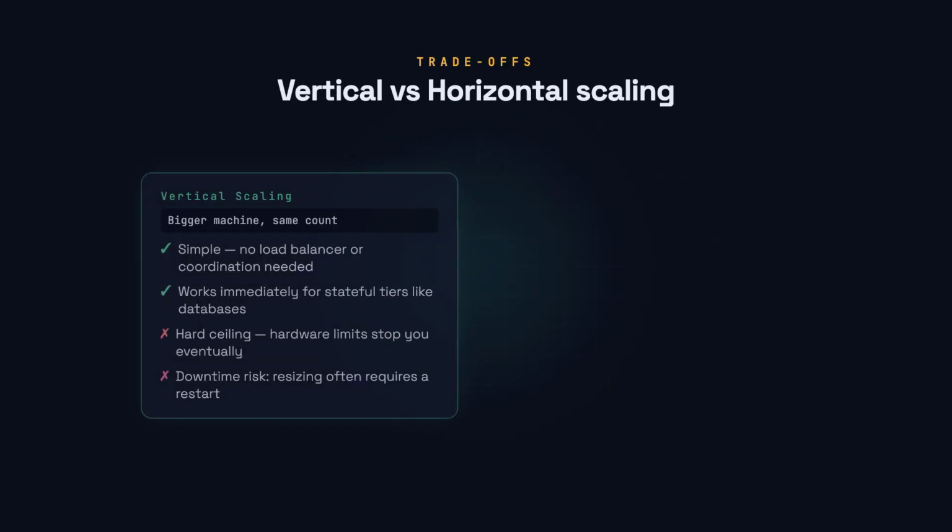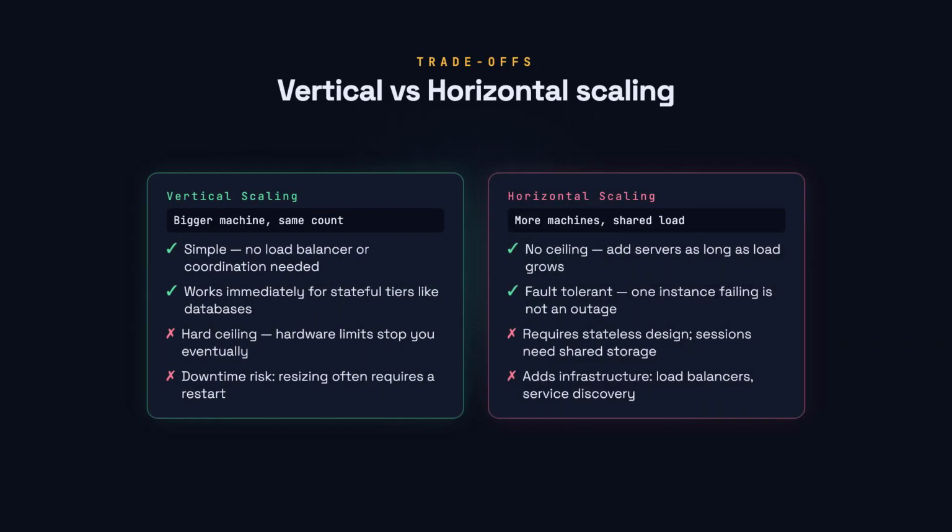Let us put the two approaches head to head. Vertical scaling is operationally simple and fits stateful systems well, but every machine has a physical ceiling, and resizing often requires downtime. Horizontal scaling removes the ceiling and improves fault tolerance, but it demands that your tier be stateless. If each request can land on any server, no server can hold local state like an in-memory session. It also introduces real infrastructure overhead: load balancers, health checks, and sometimes service discovery. The right choice is not universal, it depends on the tier.